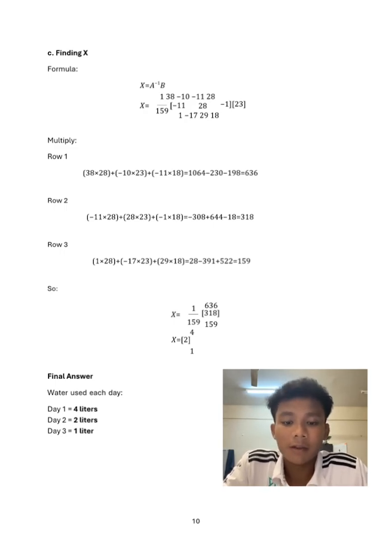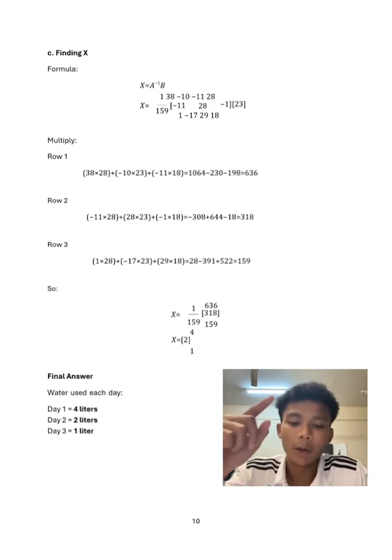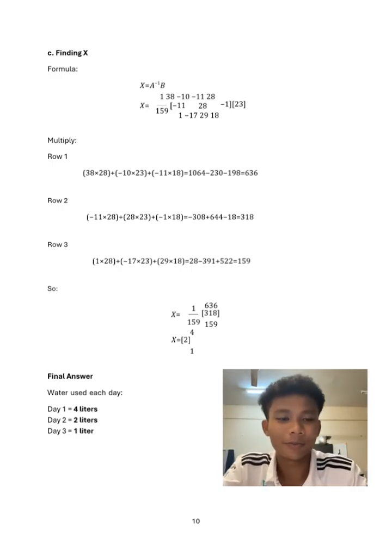Finally, by dividing these totals by the determinant of 159, we arrive at the final answer for matrix S with values 4, 2 and 1, confirming that water used was 4 liters on day 1, 2 liters on day 2, and 1 liter on day 3. That's all from me. Thank you.